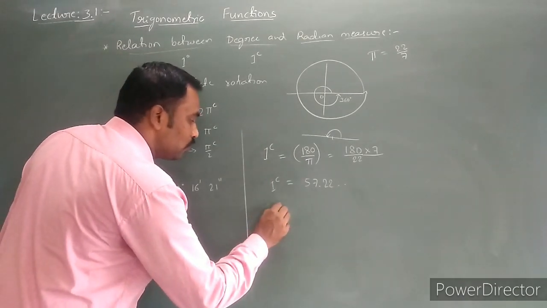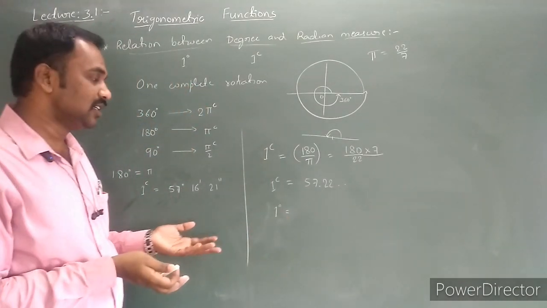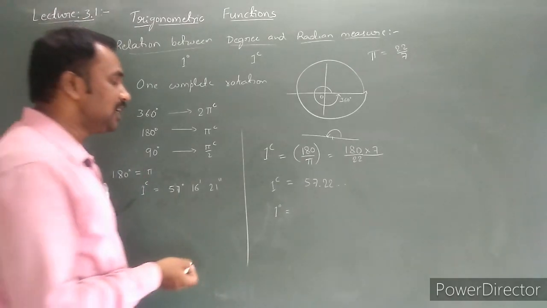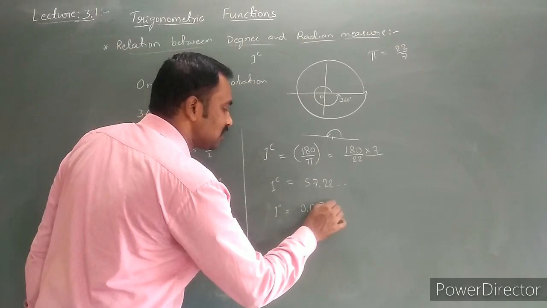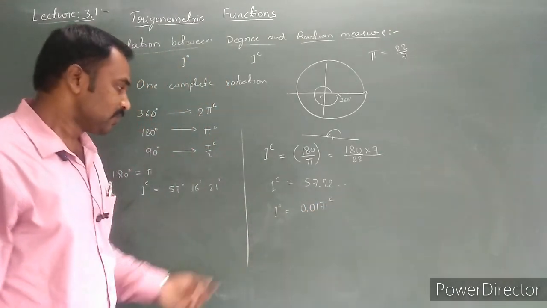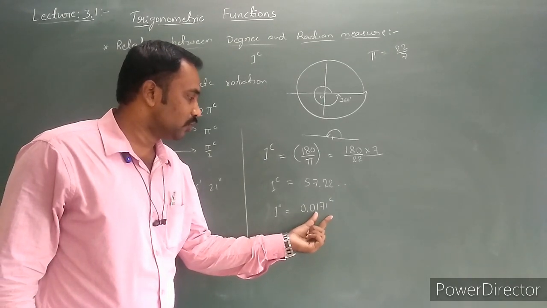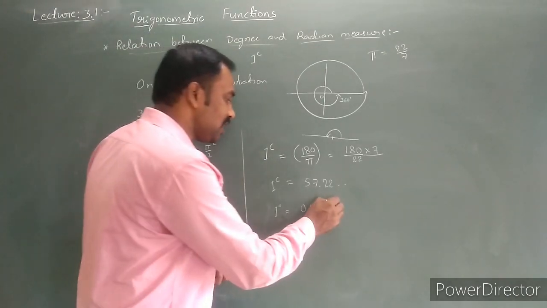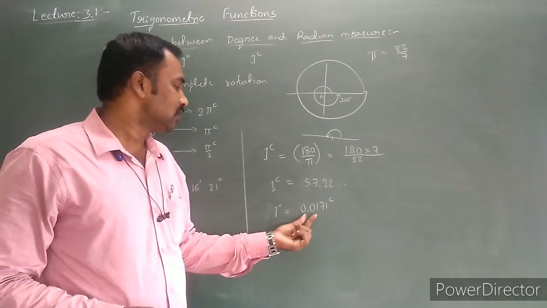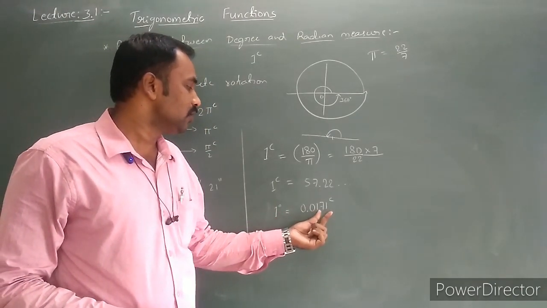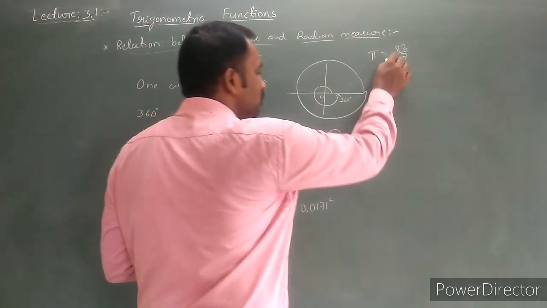Similarly, 1 degree is equal to how many radians? 1 degree is equal to 0.0171 radians. Like that it continues, the decimal is sufficient. 1 degree is equal to 0.0171 radians.